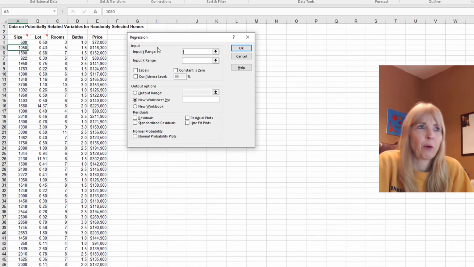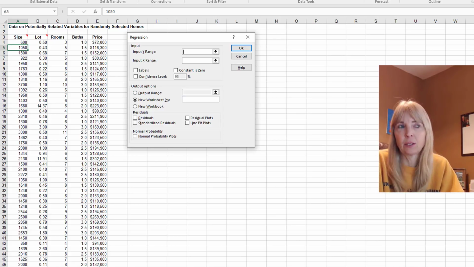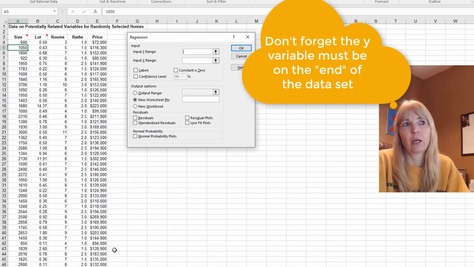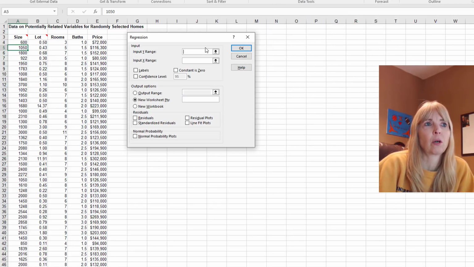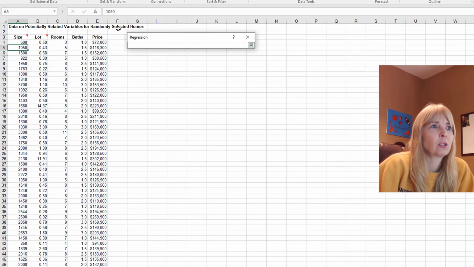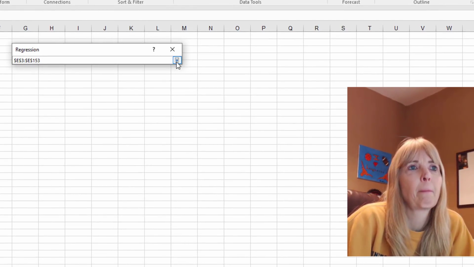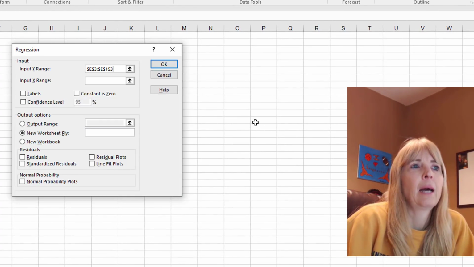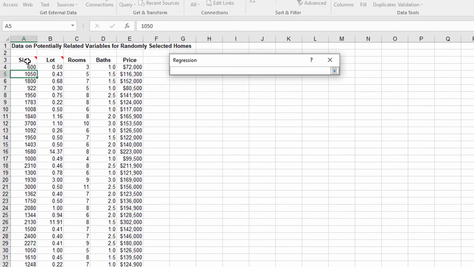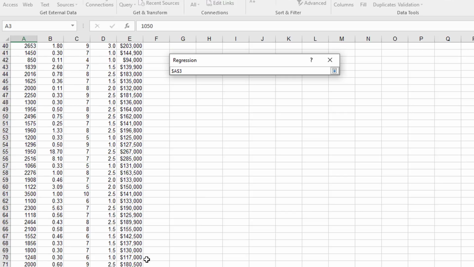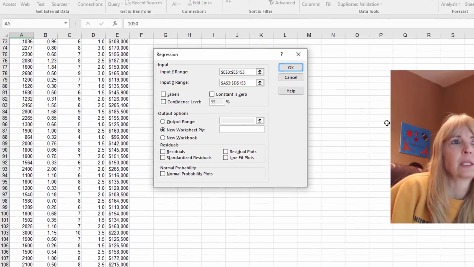And the input Y range. Now here you have to be careful. Your Y has to be on one of the ends. It doesn't matter, it could be first or it could be last, but it cannot be within where your independent variables are. So I'm going to select my dependent variable, which is my price. Go back up here. Then I'm going to select my X range, and this is why the Y can't be within here, because now I'm going to select all of these, and all of those are selected.